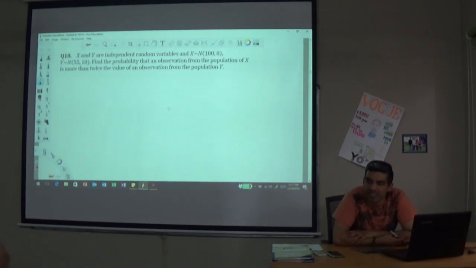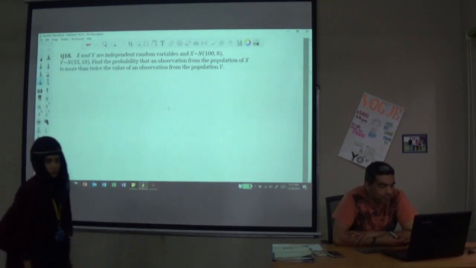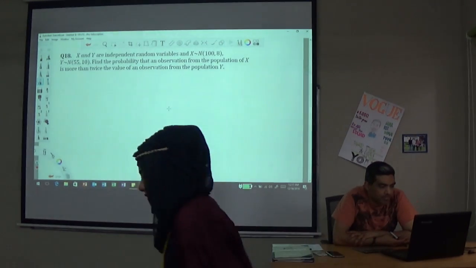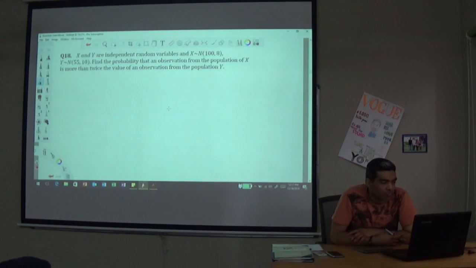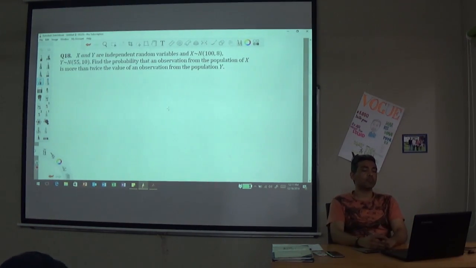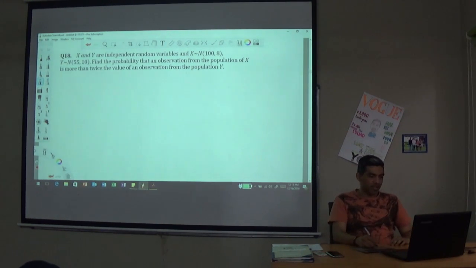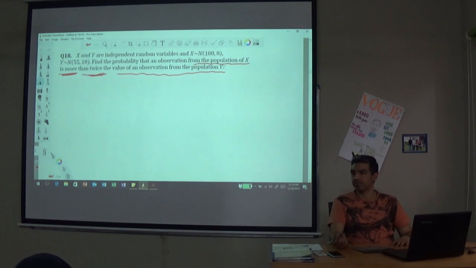So we were on question 18. Let's start with that. The two random variables are already mentioned in the question. Find the probability that an observation from the population X. So we need to translate this into a math equation. Probability that an observation from the population X is more than twice the value of the observation in Y.